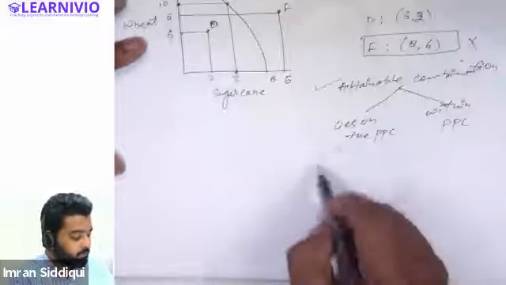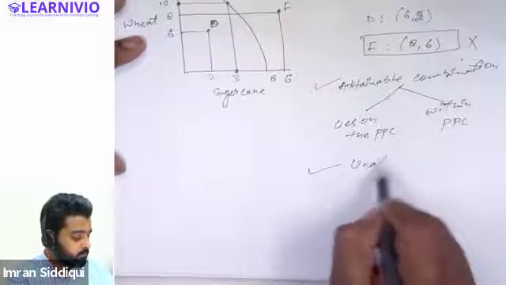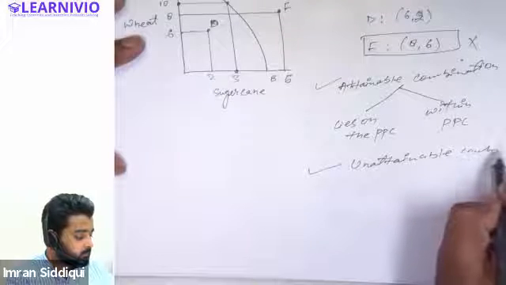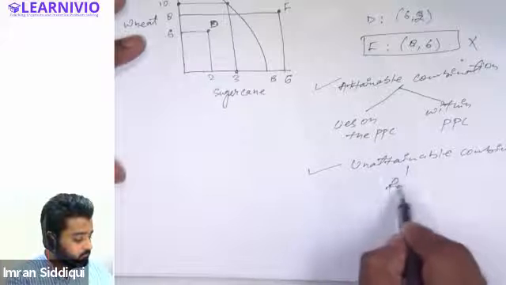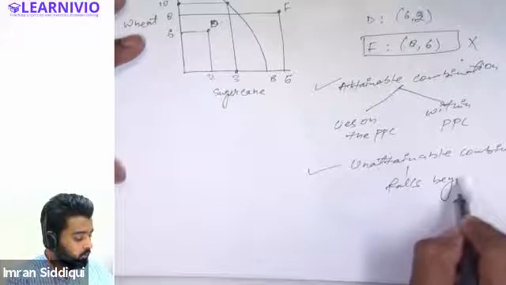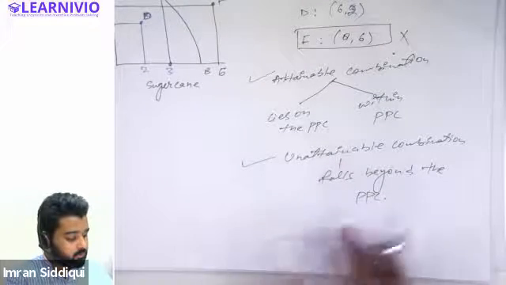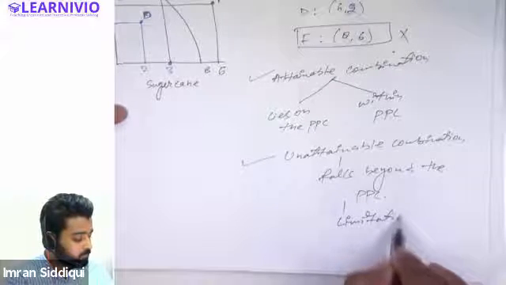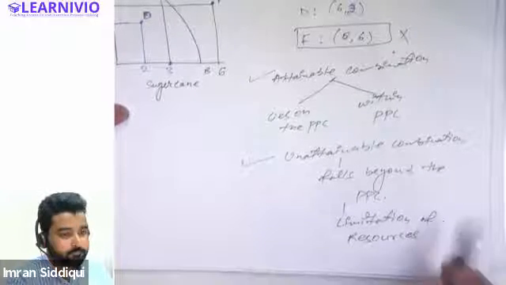But any combination that goes beyond the production possibility curve is known as an unattainable combination. Unattainable combination basically means a combination that falls beyond the production possibility curve. This combination is unattainable or unachievable because of the limitation of resources, because the producer does not have enough resources. Limitation of resources, right?